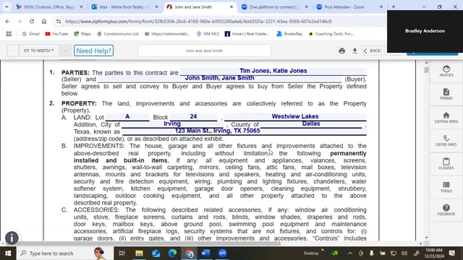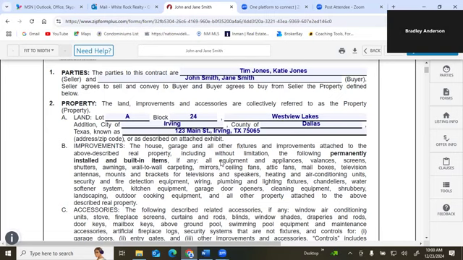And improvements attached. That's the key word, attached to the above described real property, including without limitation the following: permanently installed and built-in items. So listen, if anything in any of these contracts is bolded or underlined, the commission thinks it's a big deal to know. All right, permanently installed and built-in items, if any. And then it goes on to explain what those many things could be: all equipment and appliances.